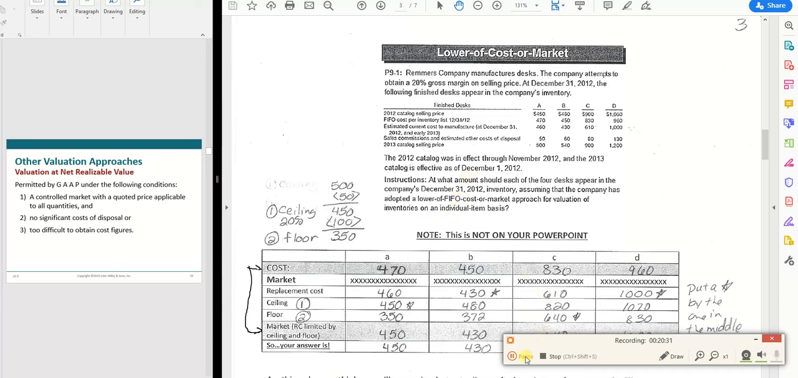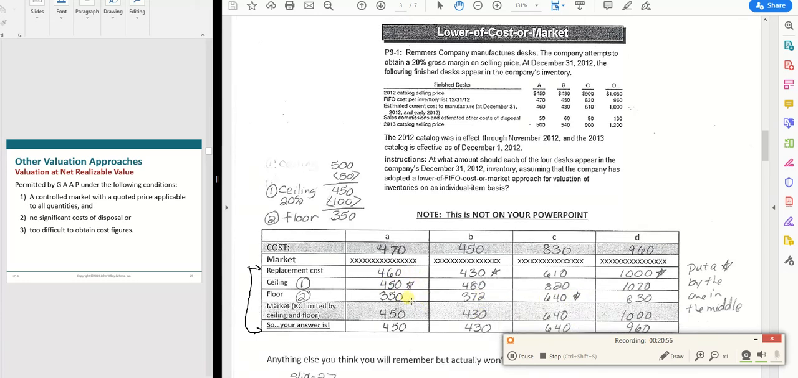I'll pause here because I just read it and I can't find it. Oh, there it is. 20% gross margin on selling price. So I have a 20% markup on selling price. So 20% of 500, I subtract 100. So my floor is 350. In this case, I would subtract 20% of 540, 20% of 900, and 20% of 1200. So you can go ahead and compute those. And then I pick the middle one because the replacement cost dominates, but this is not the only one. In this one, my replacement cost is between the two, so I use replacement cost.